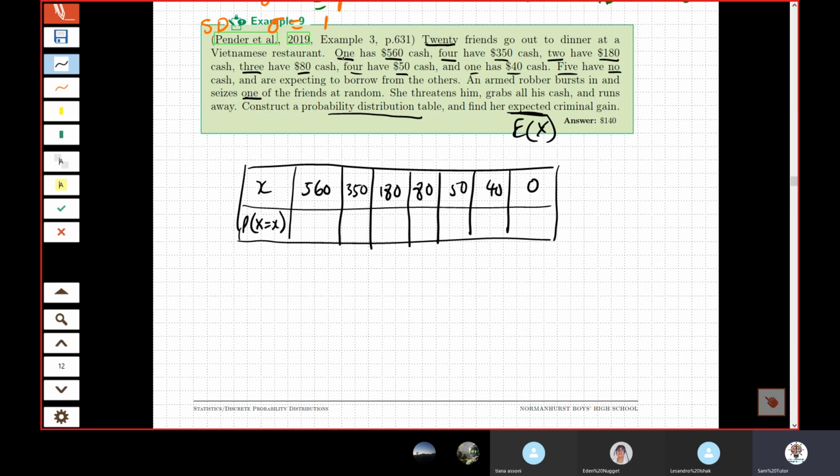I could get 560 from 1 out of 20 people. I could get 350 from 4 out of 20 people. I could get 180 from 2 out of 20 people. I've got 80 for 3 out of 20, 50, 4 out of 20, $40, 1 out of 20, and this one should be 5 out of 20. If we've done it right, everything should add up to 20: 5, 6, 10, 15, 20. Good. All right, that's your probability distribution table.